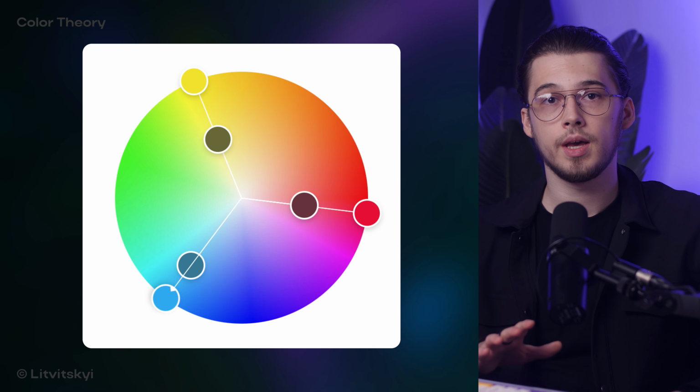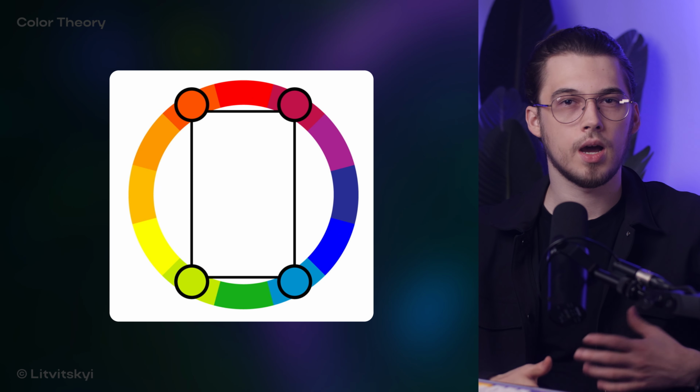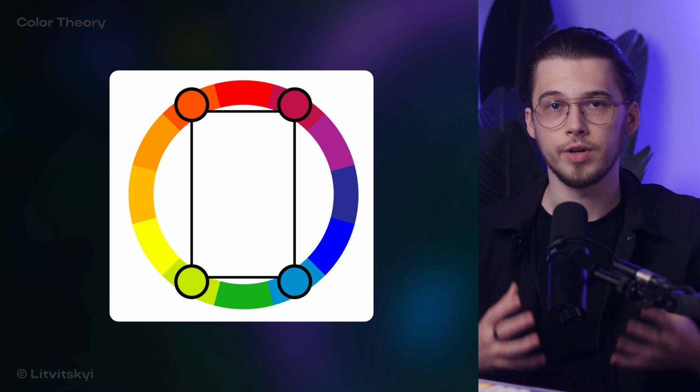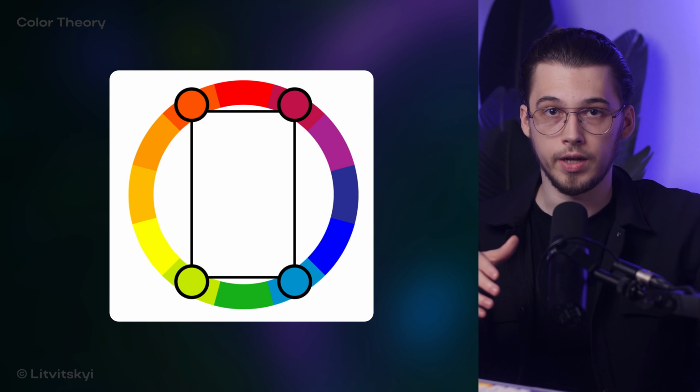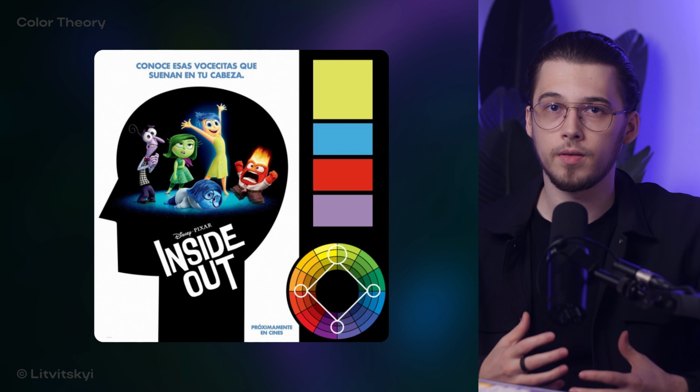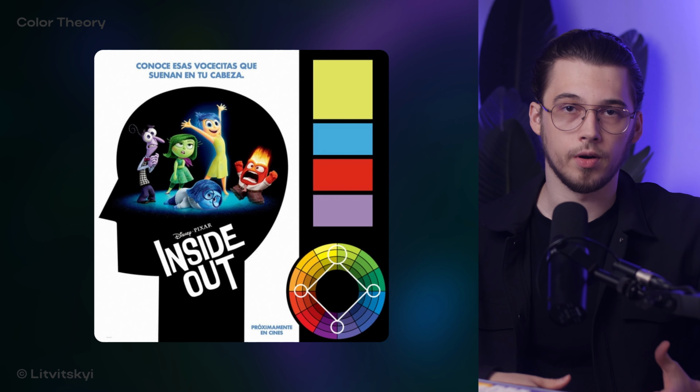And the last one is tetradic, or double complementary harmony. Using 2 complementary pairs creates a rich, varied palette with lots of possibilities. For example, blue-orange plus red and green. This approach offers maximum versatility but requires careful balancing of dominant and supporting colors.